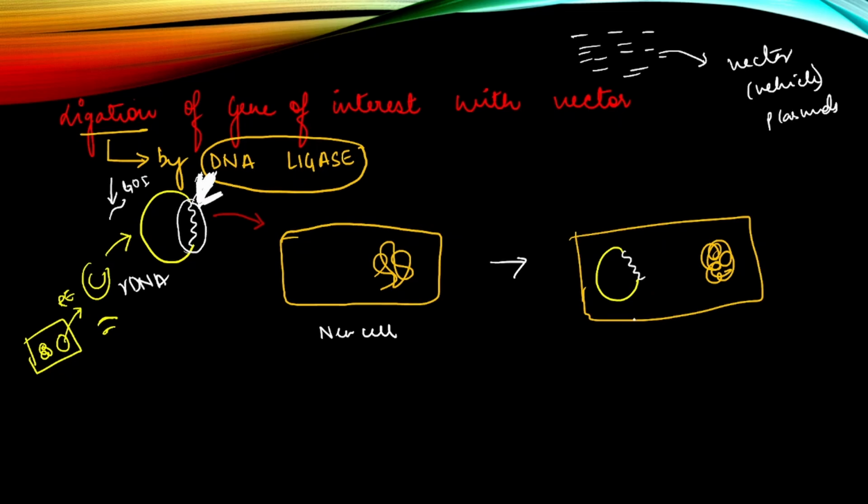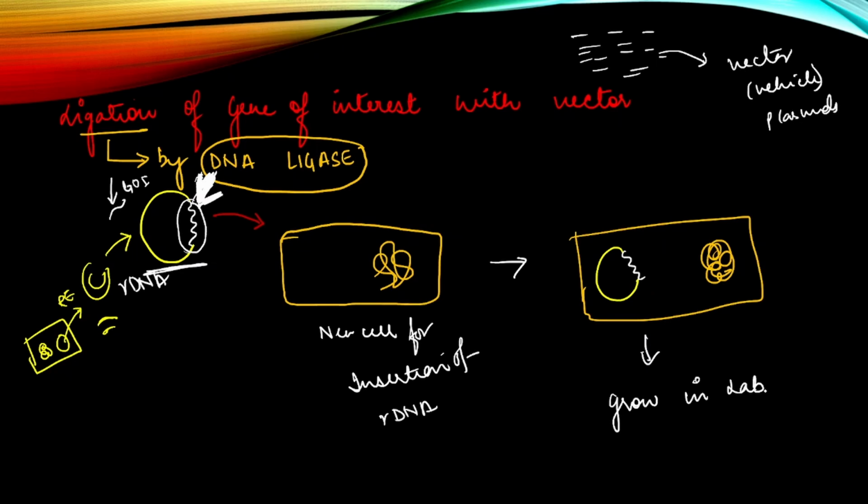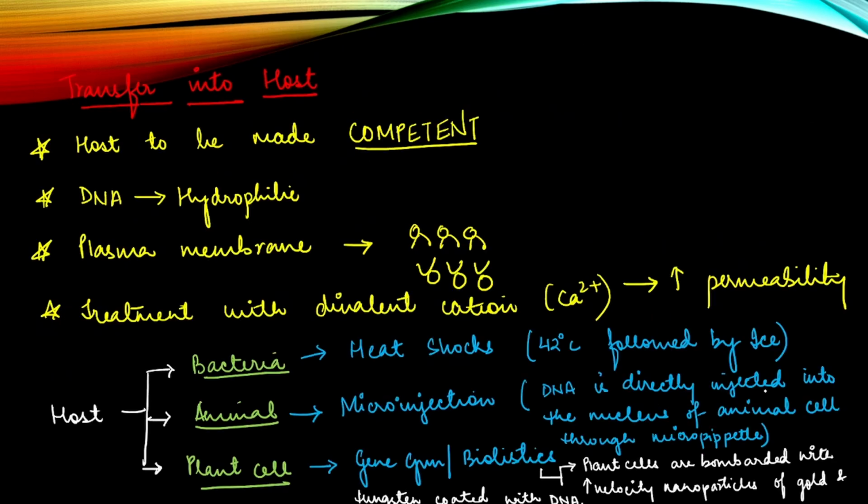Now this is a new bacterial cell after insertion of recombinant DNA. Now this we can call rDNA, because it is recombinant DNA, because it contains 2 different DNAs, right? We call it recombinant. Now this particular cell we will grow in the lab. How do you grow this in the lab?